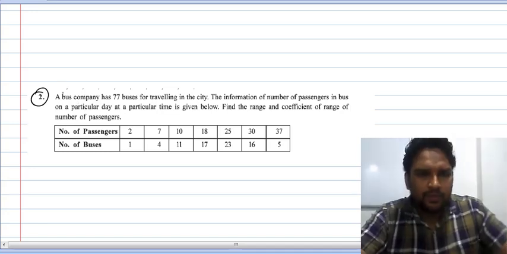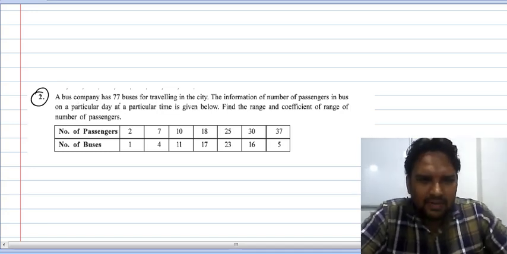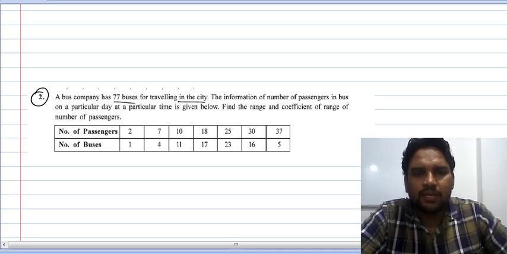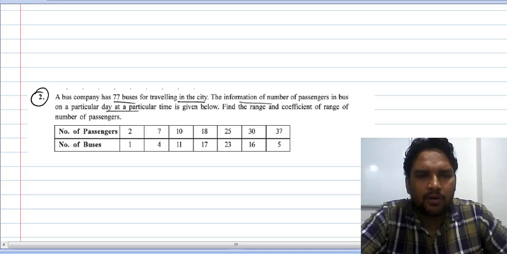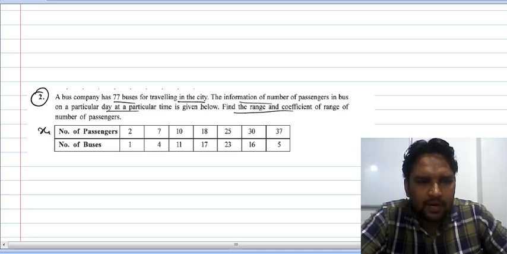Second question. A bus company has 77 buses for traveling in the city. The information of the number of passengers in the bus on a particular day at a particular time is given below. Find range and coefficient of range. So again, the number of passengers is marked as xi and the number of buses is marked as fi.